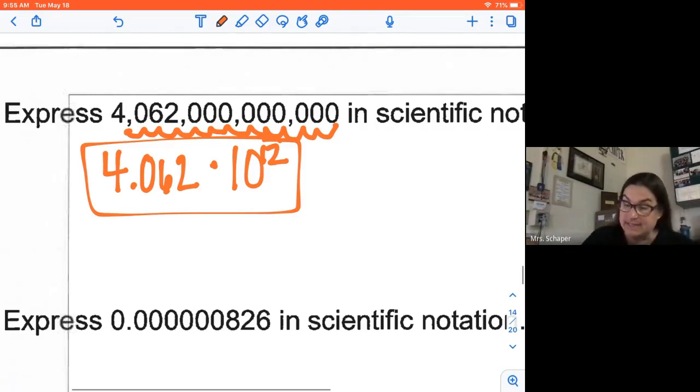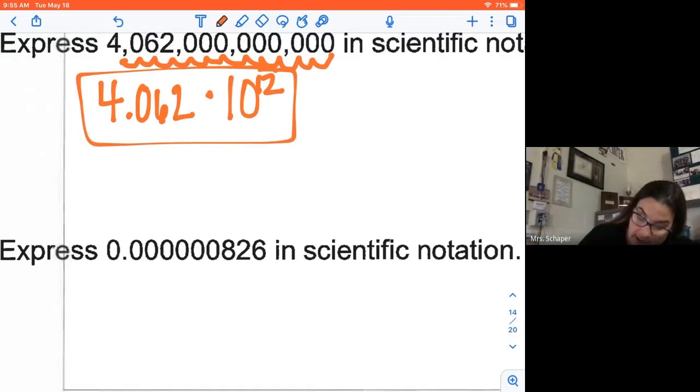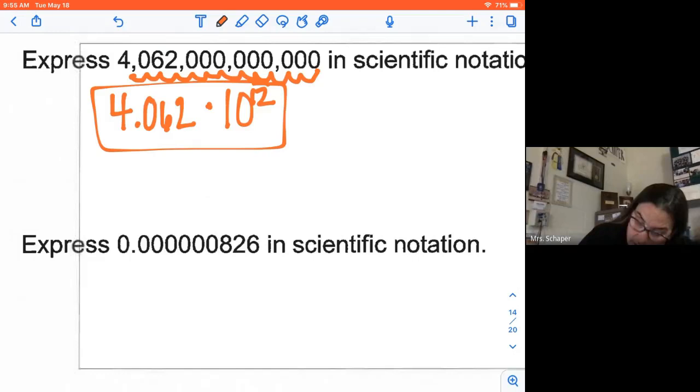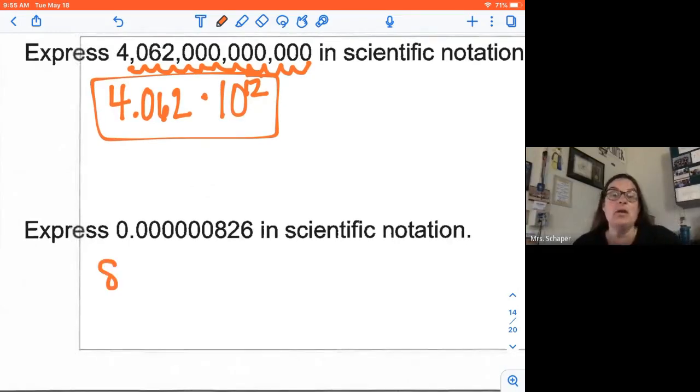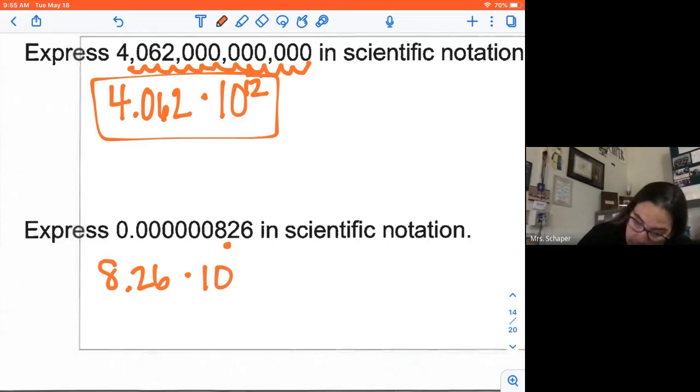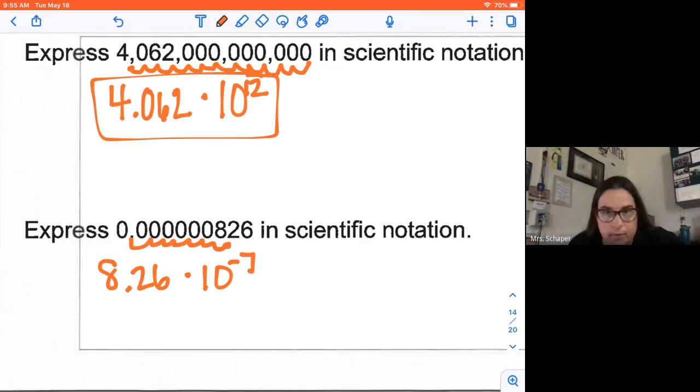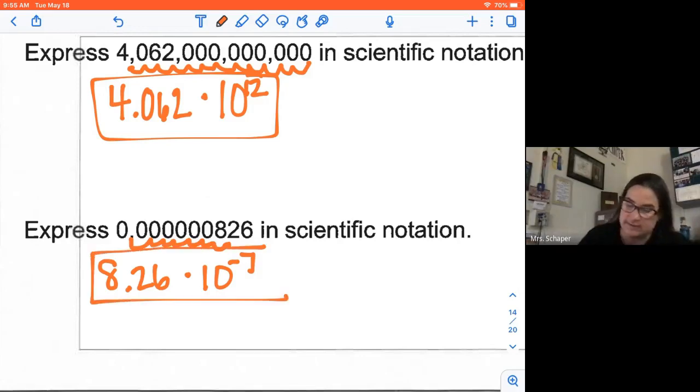This next problem, my decimal is going to be moving to the left. So my decimal goes here, only one non-zero number before the decimal. So it's going to be 8.26 times 10. Now I have to figure out how far I move the decimal to get to where it needs to be. I move it backwards, 1, 2, 3, 4, 5, 6, 7. It's going to be to the negative 7th because I'm moving it back 7 spots. 8.26 times 10 to the negative 7. In both cases, I only have one number in front of the decimal.